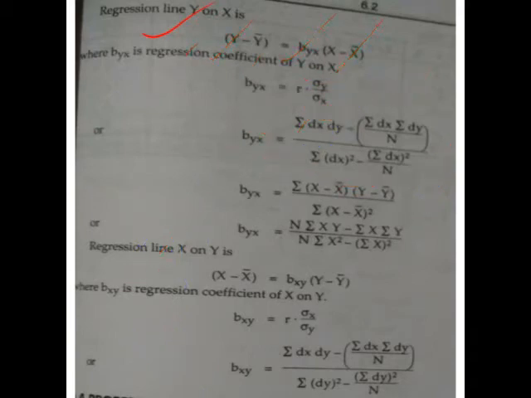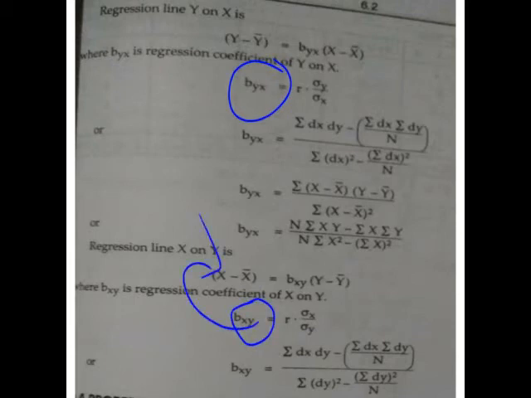Okay, so what we have to do, we have to calculate the lines of regression. First we have to calculate byx, then we have to calculate bxy, then we have to put the values in this one, and in this one. From here we will get the values of y, here we will get the values of x. Okay, so those are the two variables which are present in the given form.